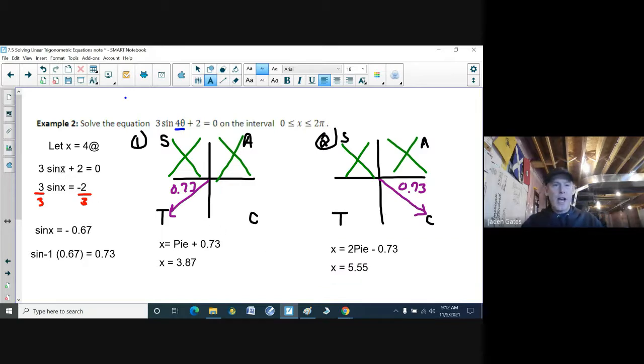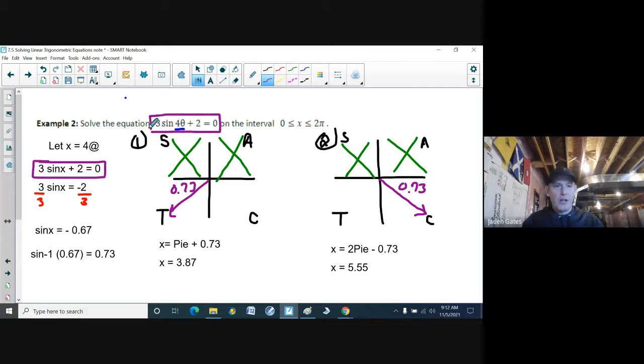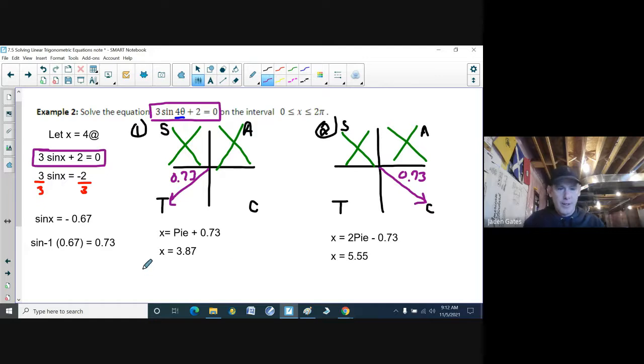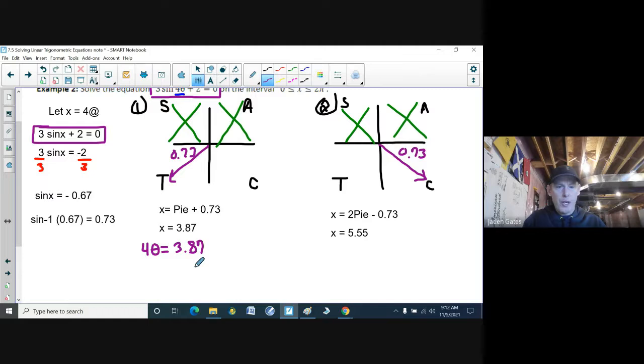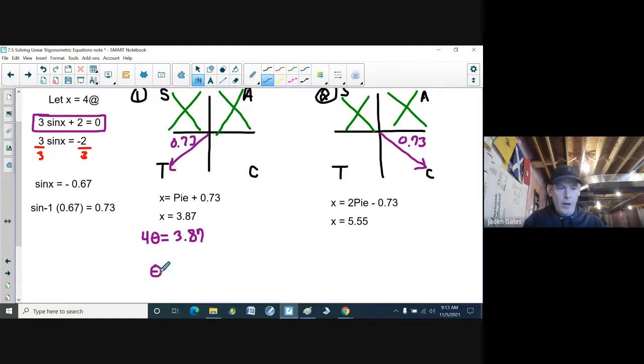Okay, so we solve for x. That solves this equation right here. We're trying to solve this equation up here. But x is equal to 4 theta. So 4 theta is equal to 3.87. I'm going to divide both sides by 4 here, and I get my actual theta answer to be 0.97.